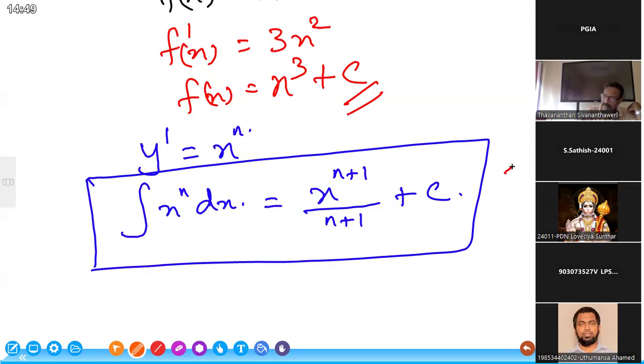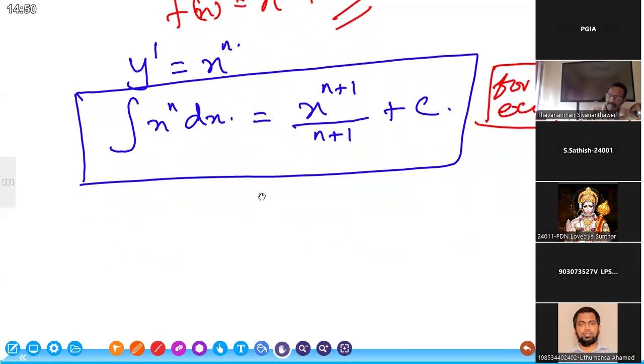However, n can take any number, doesn't matter, except for -1. I will tell you later when the time comes why it is not for -1. n can take any value other than -1. So this is how the integration process is.